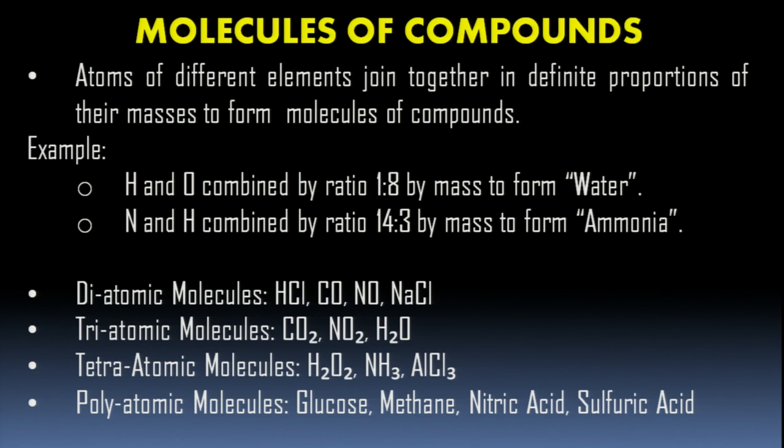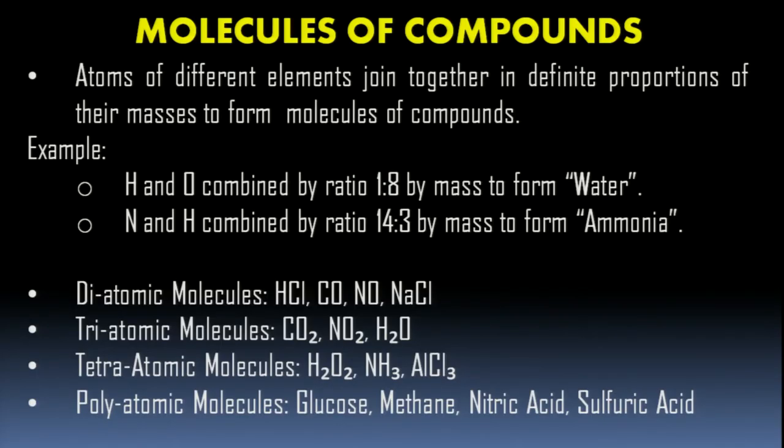Children, definite proportion of their masses means, you remember, we had discussed water: hydrogen and oxygen are in the ratio 1:8 by mass to form water. Similarly, in ammonia, NH3, N and H combine in the ratio 14:3 by mass. And for this, children, let me tell you once more, you have to remember the atomic masses. So make a list of it and go through it when you get time.